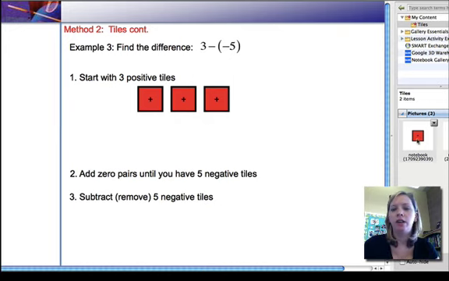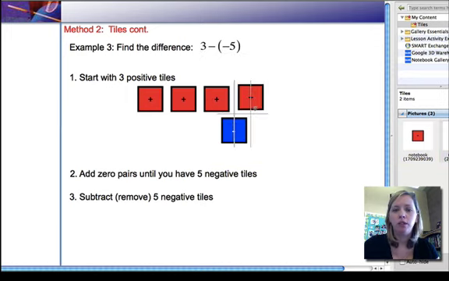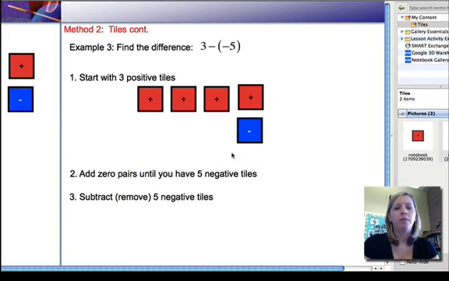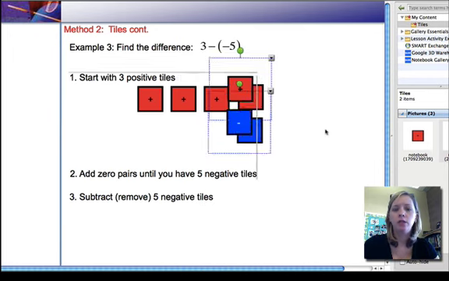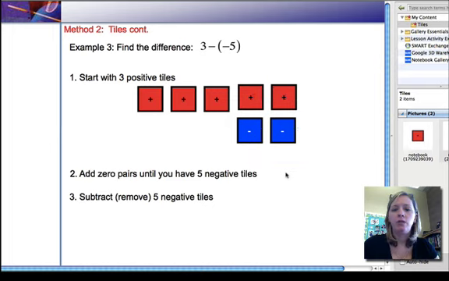Well, I certainly don't have any negative tiles there, but I know that adding 0 doesn't change the value of my expression. So again, I'm going to add 0 pairs until I have 5 negative tiles sitting on the board. Okay, so I'll take this, put that over there. Now I have 2 negative tiles.